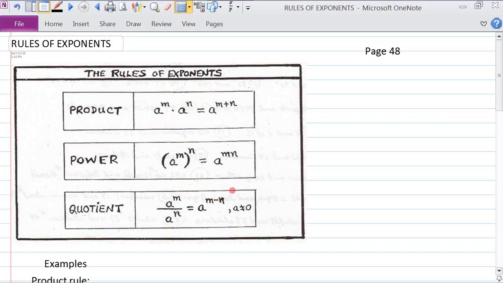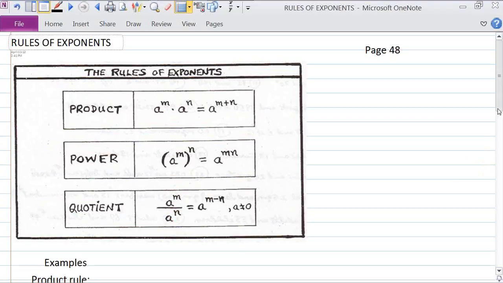Now you'll know that in all these cases, the base must be the same. I can't do this unless the a's are the same here. Same thing here. I can't invoke this rule if one is a and one is b. So the base must always be the same.